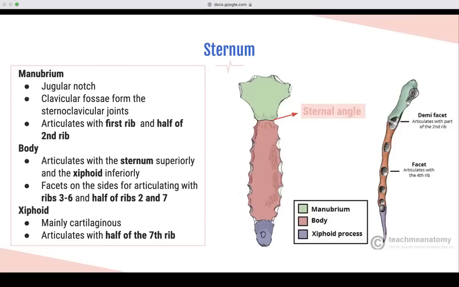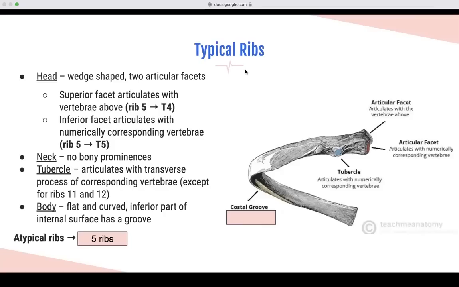So that's mainly it for this one. I don't think they'll ask you about this. If anything, they'll ask you about the ribs more. So we have the typical ribs and the atypical ribs. The typical ribs have the main features, which are the head, neck, tubercle, and body. The head is usually wedge-shaped and has 2 articular facets. The superior facet articulates with the vertebrae above. So for example, let's say this is rib 5. It has here in the head portion 2 facets.